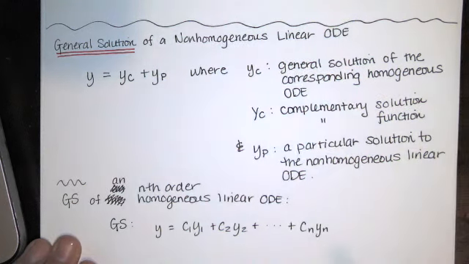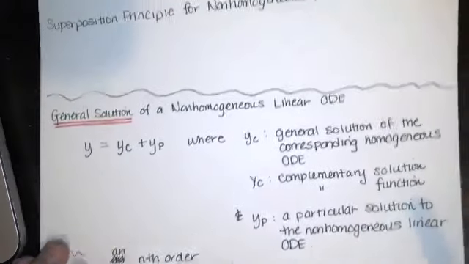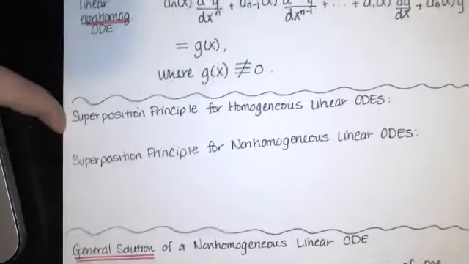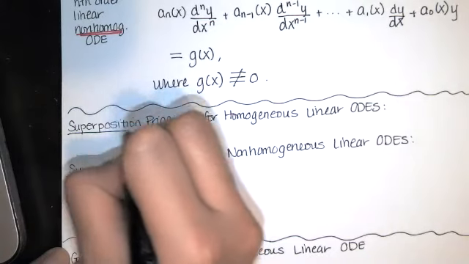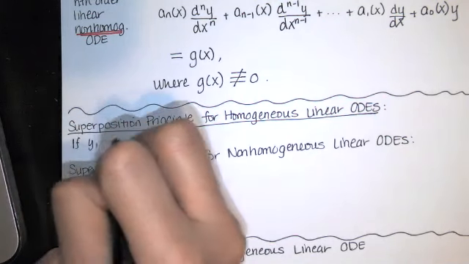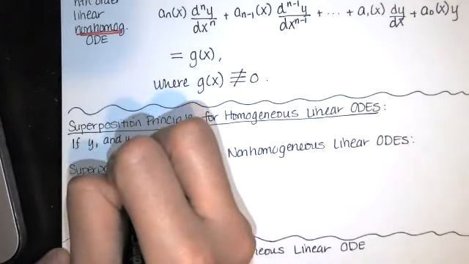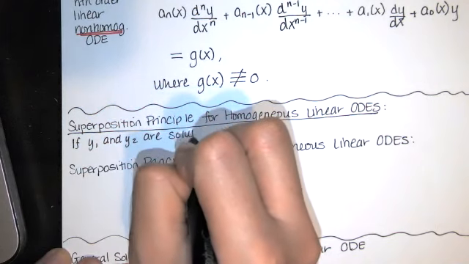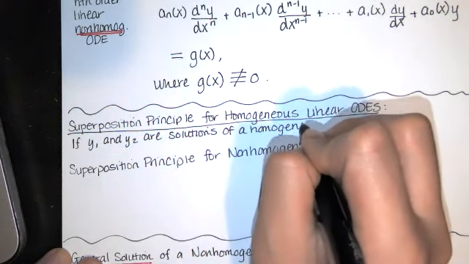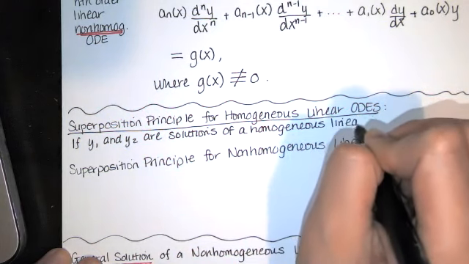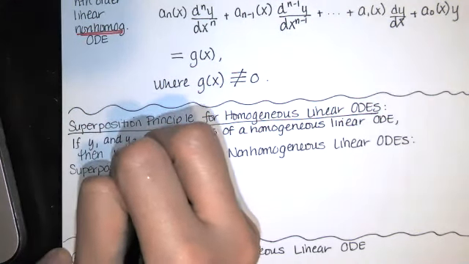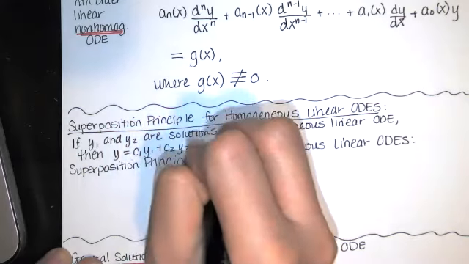To make this more concrete, we'll look at an example in just a moment. But before we do that, I want to talk about the superposition principle for homogeneous linear ordinary differential equations. So here it is. We already stated it. We just didn't call it the superposition principle. It just says that if y1 and y2 are solutions of a homogeneous linear ODE, then y equals c1y1 plus c2y2 is also a solution.